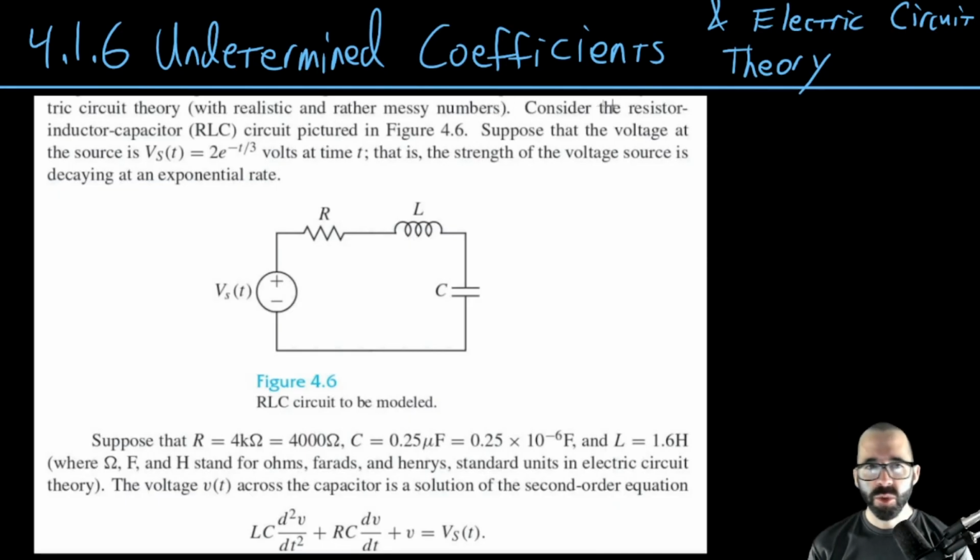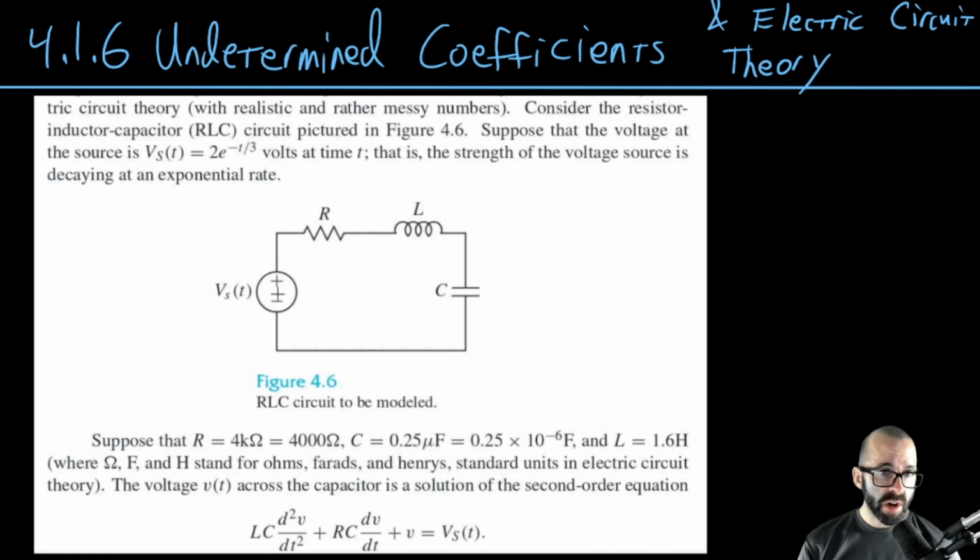So we're going to look at this resistor, inductor, capacitor circuit, also known as an RLC circuit, that's pictured right here. So suppose that the voltage at the source is given by this function, 2e to the negative t over 3. We looked at something very similar earlier on, but a simpler model. So this is the voltage that's coming from the source.